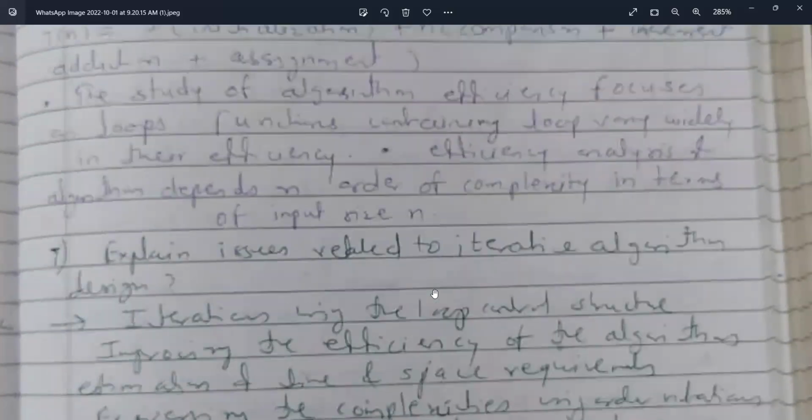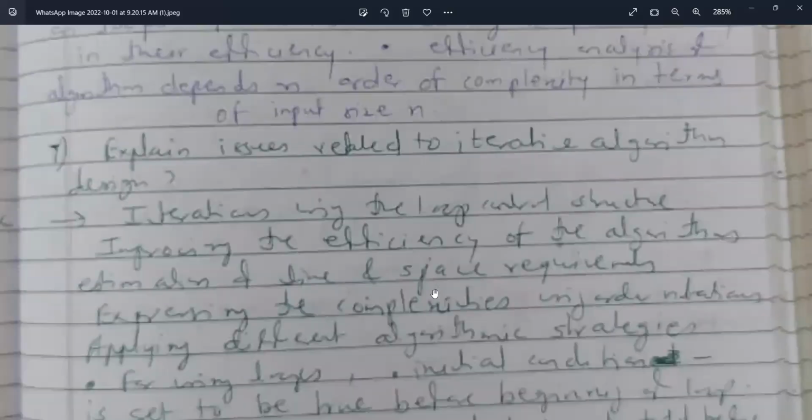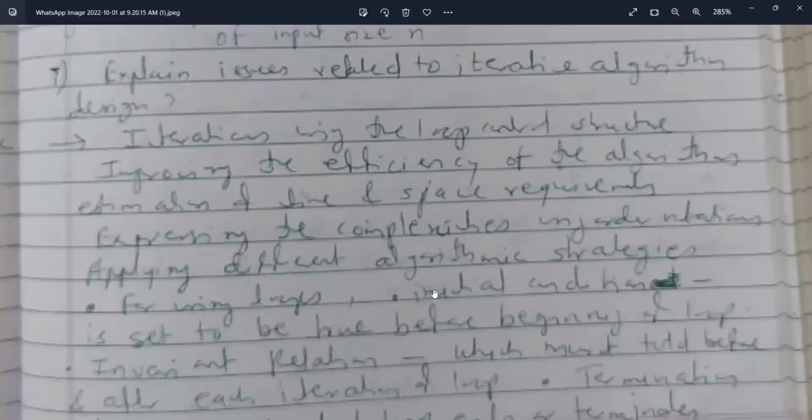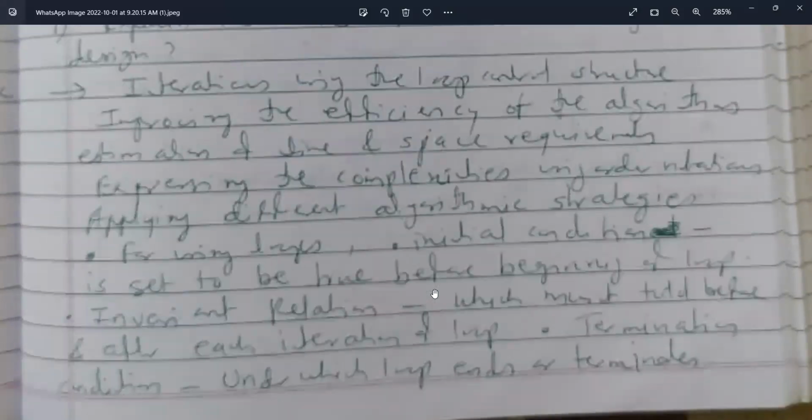Next, explain the issues. This is an important question. Issues related to iterative algorithm design. Iterations using the loop control structure, improving the efficiency of the algorithm. Estimation of time and space requirements. Expressing the complexities using order notations. Applying different algorithm strategies for using loops.